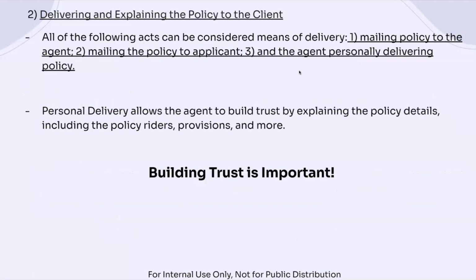One thing is that personal delivery allows the agent to build trust by explaining the policy in more detail, and sometimes that's important as well. But oftentimes, the policyholder can just receive the policy in a packet by mail. They can also receive it online as well. They just need to make sure that they receive the policy somehow. But personal delivery is important, and throughout, even after the policy has been issued, building that continued trust is always important.